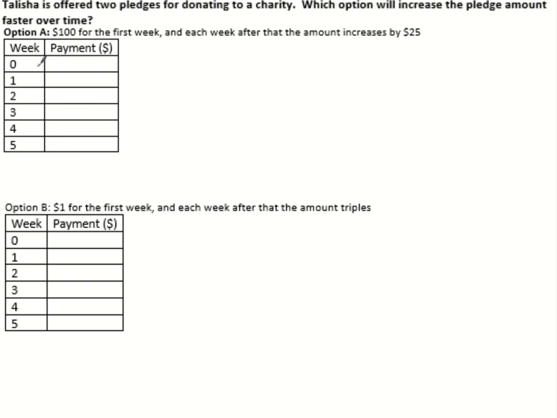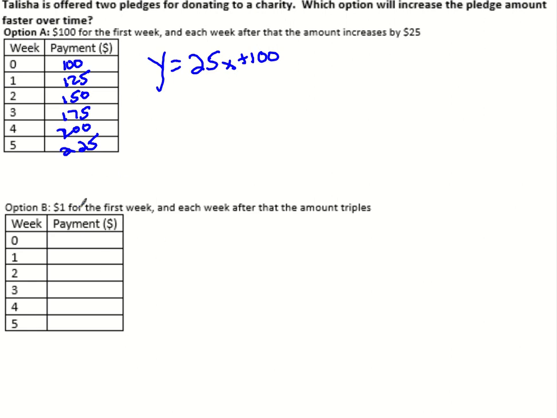So option A, $100 for the first week, and each week after that, the amount increases by $25. So we'll go $100 for the initial amount, and then we're increasing by 25. So it's 125, 150, 175, 200, and 225. So if I were to write a function, this is not an exponential function, because if I did 125 divided by 100, it's not going to be the same thing as 150 divided by 125. It's not a constant ratio. I'm not multiplying. I'm actually adding. So because I'm adding, this is a linear function. This has a slope of 25, and we started at 100.